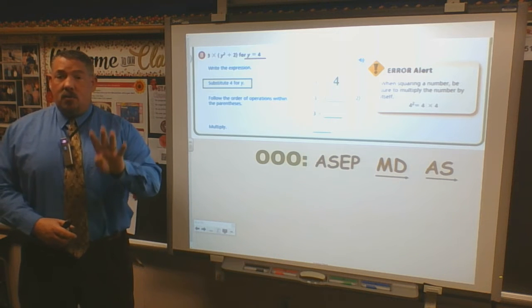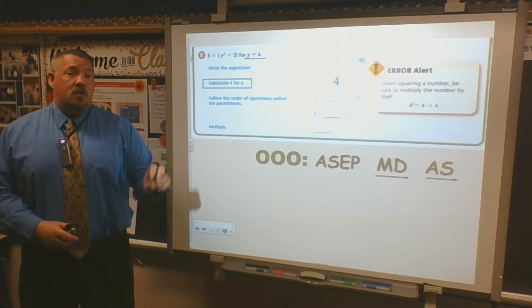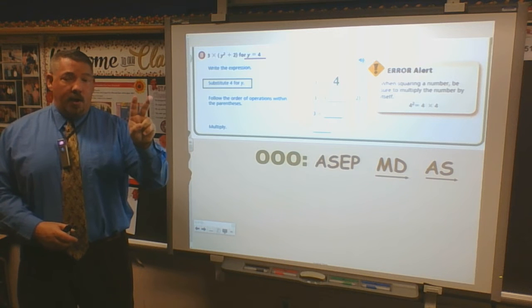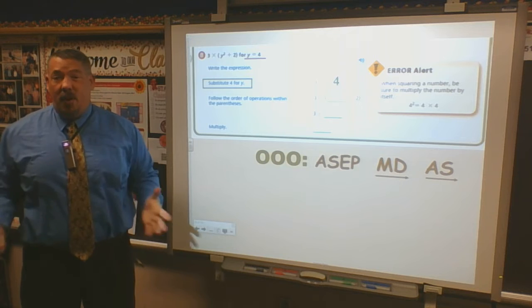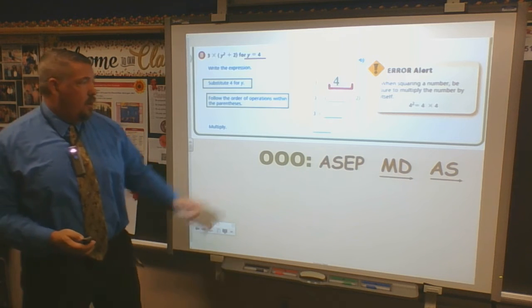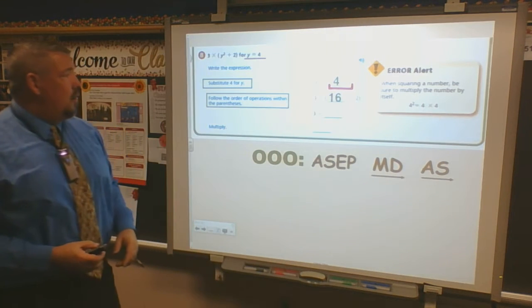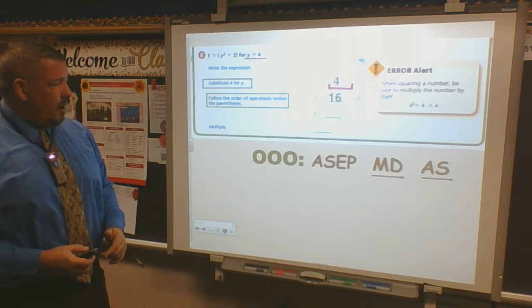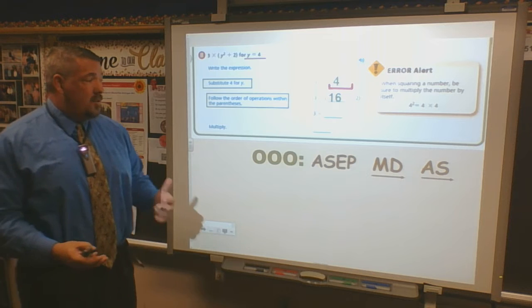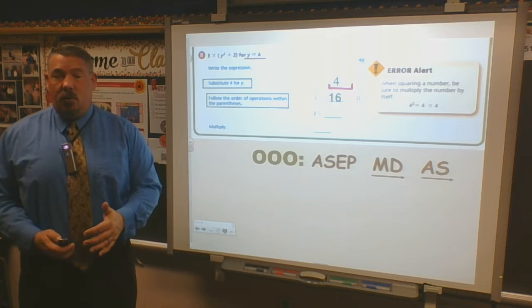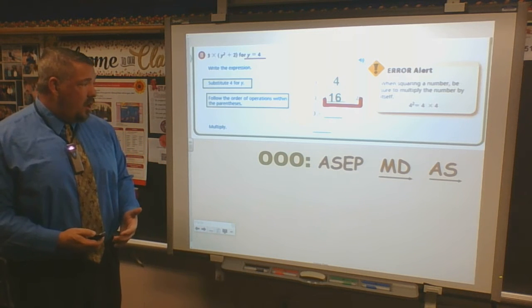4 is my base, so it's what gets written down. Squared, the 2 is my exponent, so I have to write 4 times 4. 4 times 4 is 16. So when I find my exponent of 4 squared, that gives me 16. I'm left with my parentheses. Now I have 16 plus 2 that I have to do first. 16 plus 2 is 18.